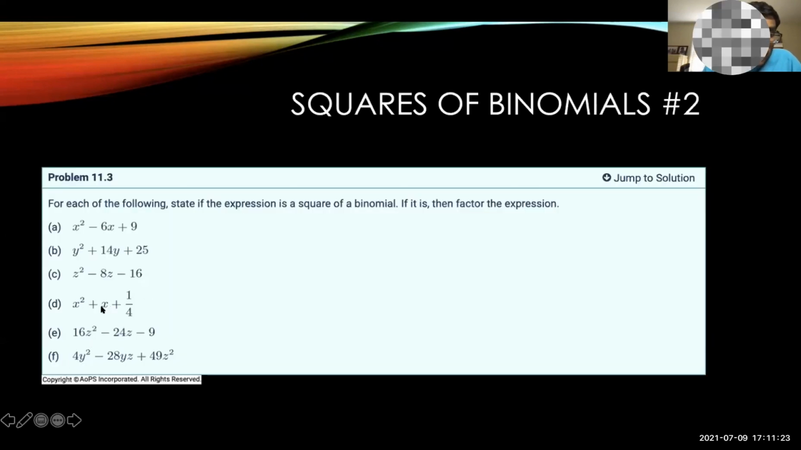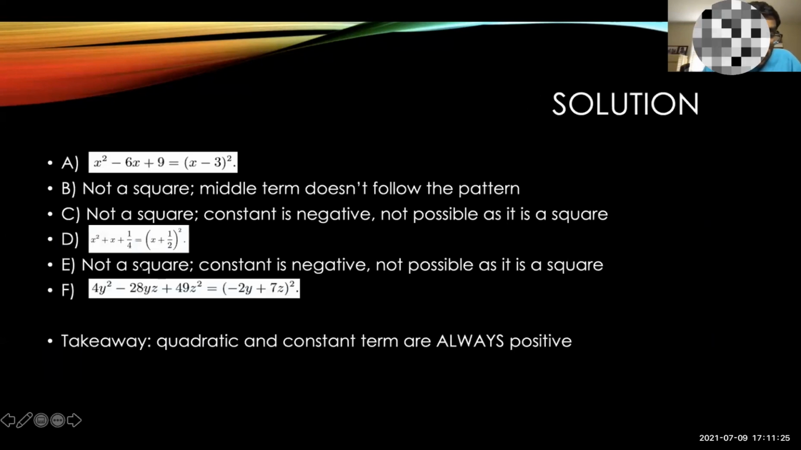So then, this one is a square because when you square the fraction, you get 1/4, which is why that's possible. And then for letter E, also the constant is negative, which means it's not possible to be a square. With F, the case is that it follows the whole a squared plus 2ab plus b squared.